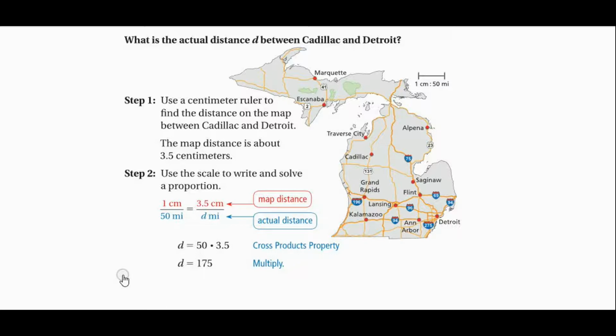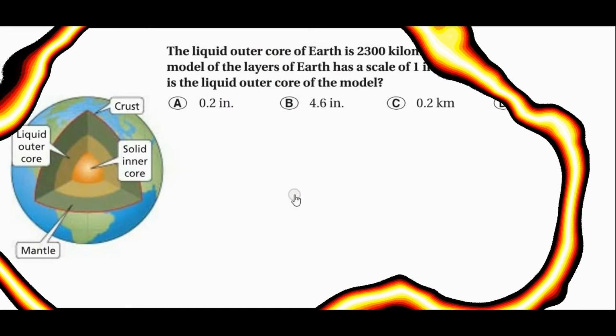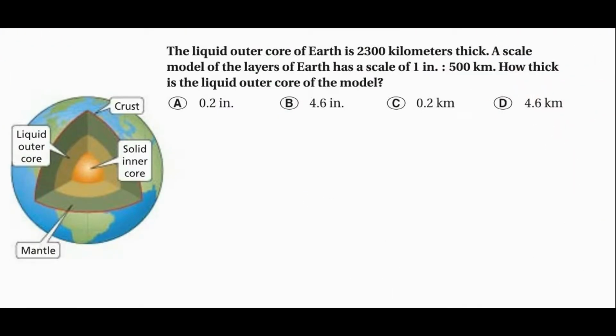So even in this situation, it's a really great thing to keep track of your units, because if we're measuring an actual distance, we want to end up with miles on the ground, not centimeters. And so if you keep track of your units, you will be able to see what is left on this side. Okay, so let's take a look at this problem.